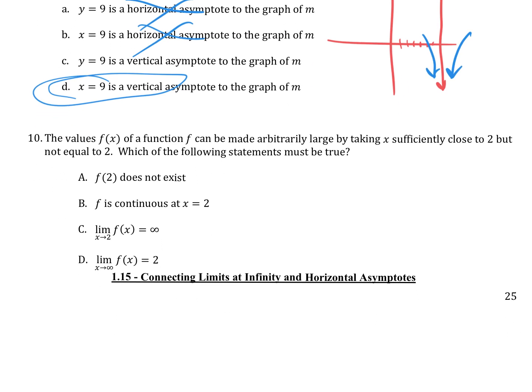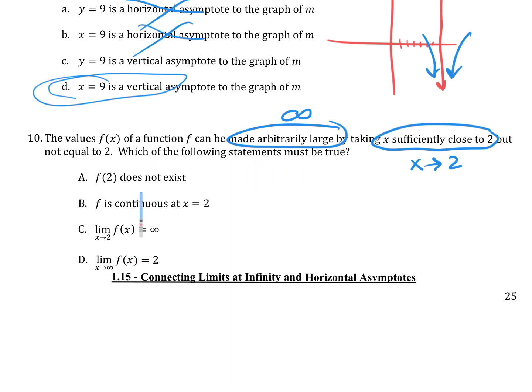Okie dokie. Again, let's try to visualize this. The values of a function can be made arbitrarily large. What's that a fancy way of saying? Infinity. By taking x sufficiently close to 2. How do I show that in calculus terms? Yeah, as x approaches 2. So this is just fancy for saying as x approaches 2, this is saying that limit is going to be infinity, but not equal to 2. Right. As x gets sufficiently close to 2, but not equal to 2, that's why we use an arrow here and not an equal sign, which the following must be true.